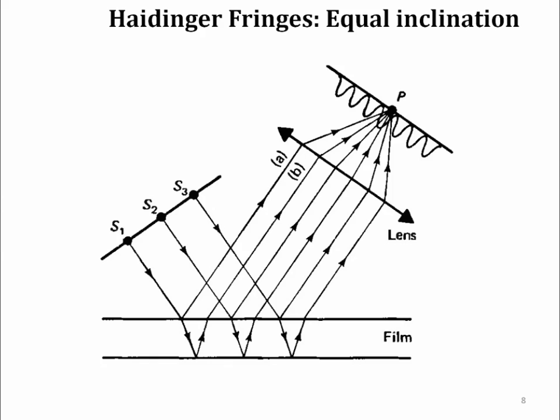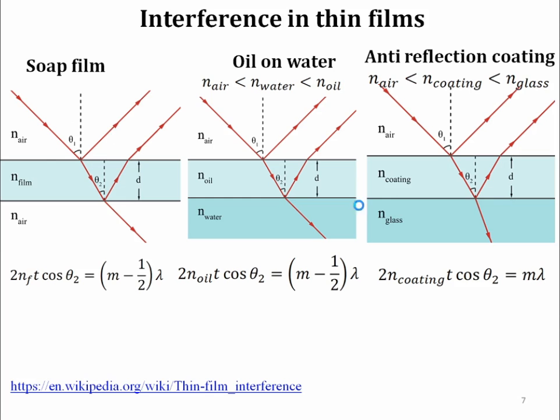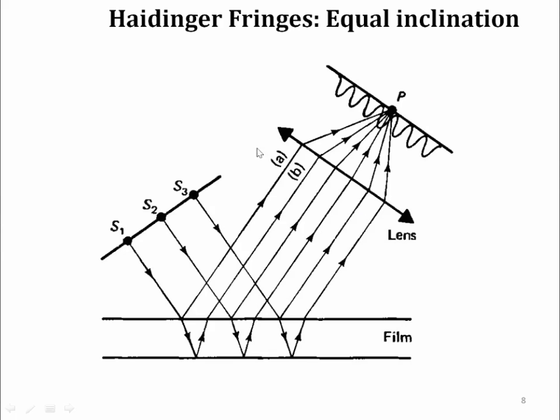Okay, then there are fringes of equal inclination. This is something very interesting, and what we call the Haidinger fringes. Now, this is also nothing but the interference from a thin film, and the difference here is that the source, which in earlier cases we were taking to be a point source, here is an extended source. Extended source means a large size source. It can be considered to be made up of multiple tiny point sources. So this is called an extended source.